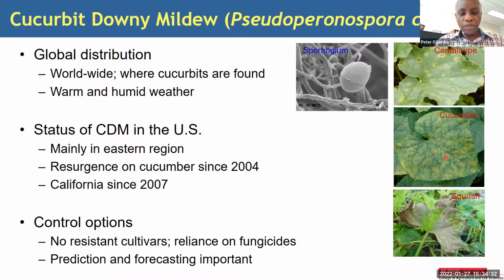As far as control options are concerned, they're very limited because we don't have a lot of resistant cultivars. There's a reliance on fungicides for disease control. These fungicides need to be applied at a particular time because the disease spreads very fast. The timing of the initial spread is very important. And in that regard, prediction and disease forecasting is very important for this particular pathosystem.